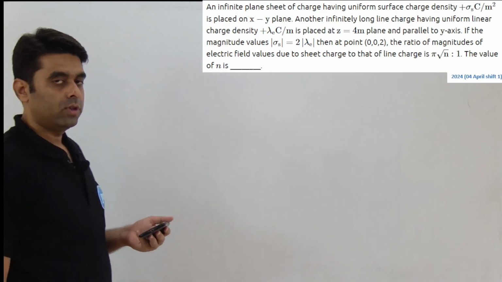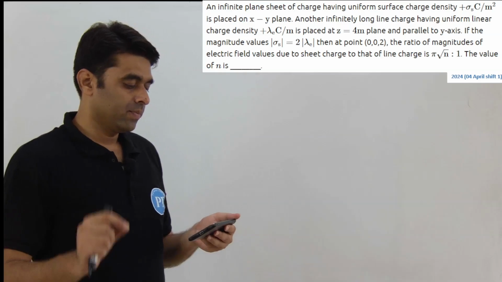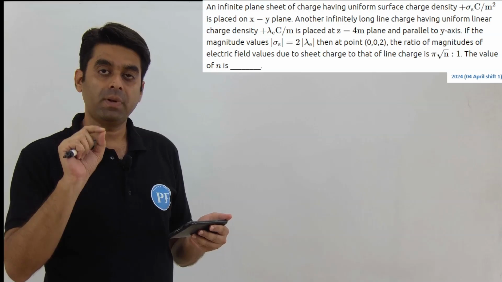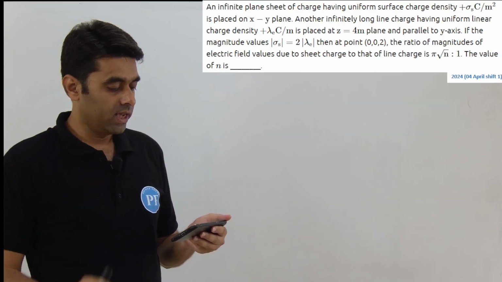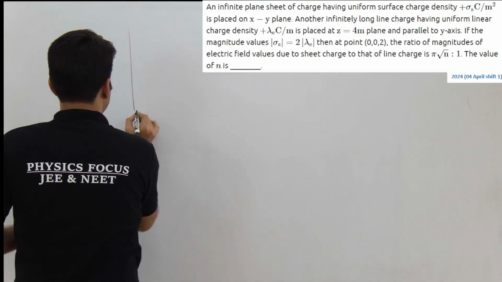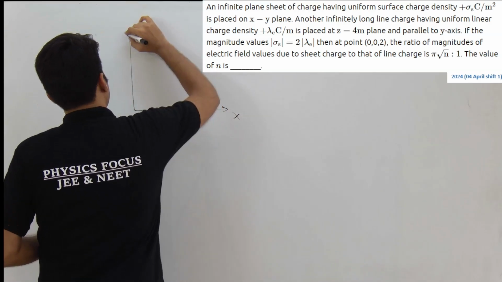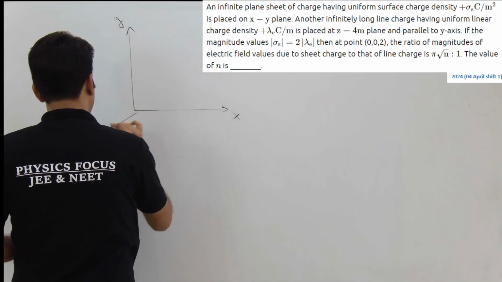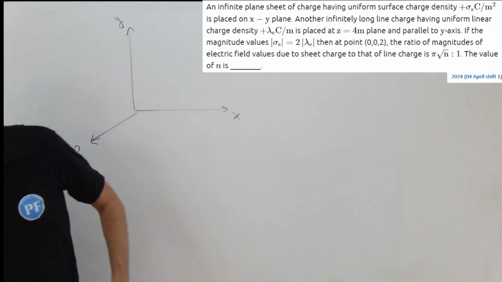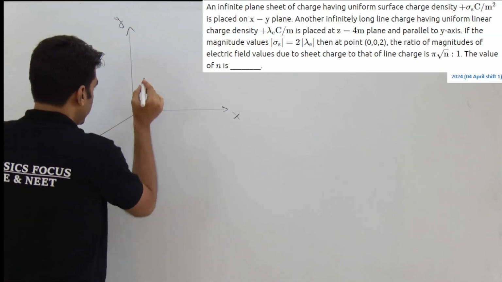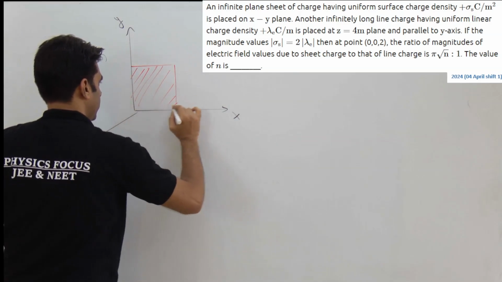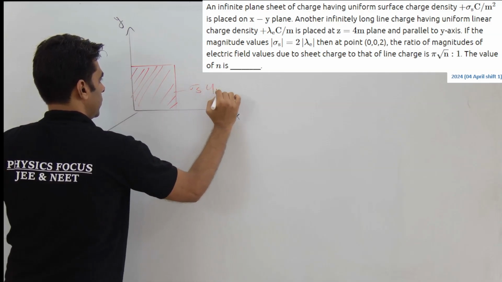So the second question that we have says an infinite plane sheet of charge having uniform surface charge density plus sigma s coulomb per meter square is placed on xy plane. Let us draw the situation. This is our coordinate x, y and our z. There is a sheet which is in the xy plane. Let's say that this is our sheet in xy plane. Charge density is sigma s coulomb per meter square.